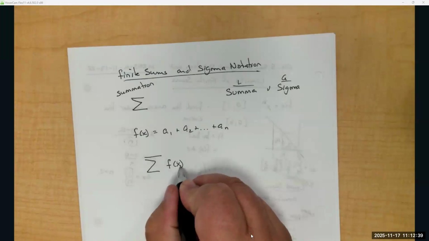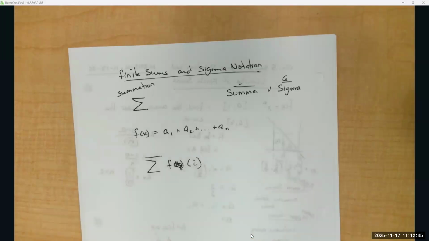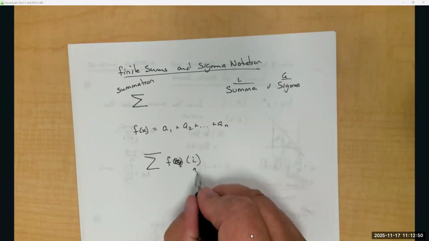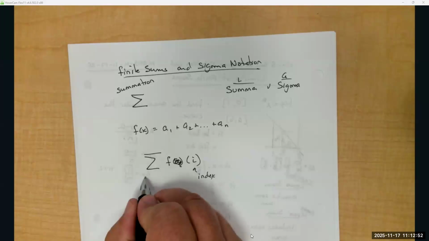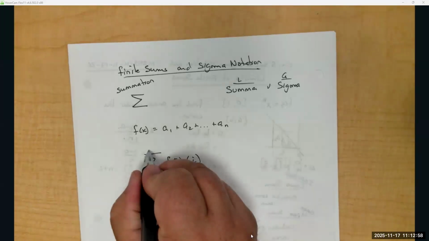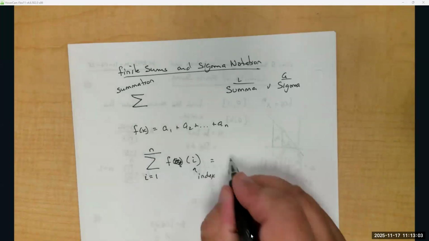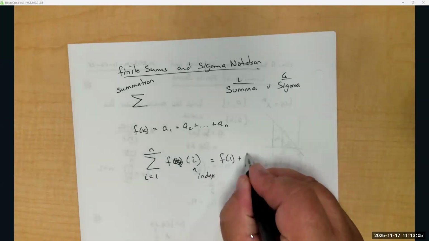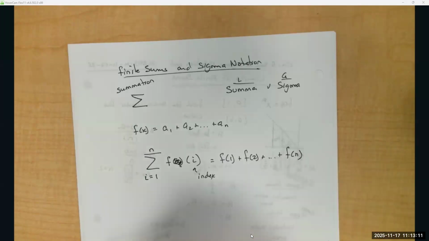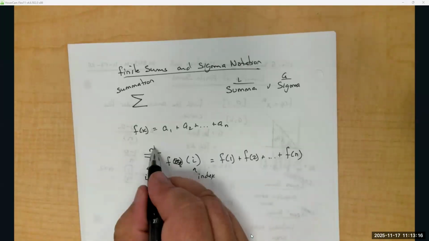Let's make it f of I. This is our index. The index starts off from 1 and goes to whatever value n we want it to be. So what this would be is f of 1 plus f of 2 dot dot dot plus f of n. You always start off with the initial index and end at the terminal index.